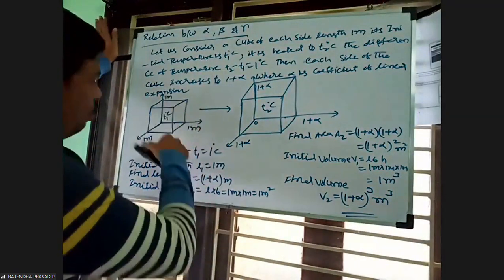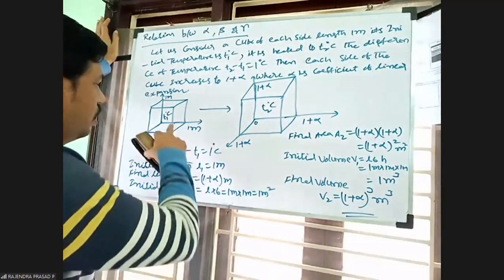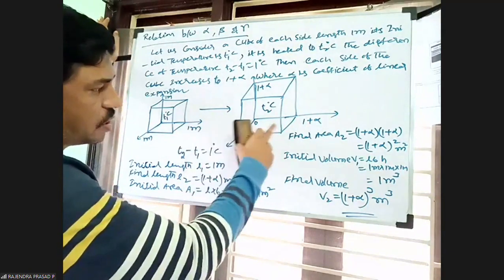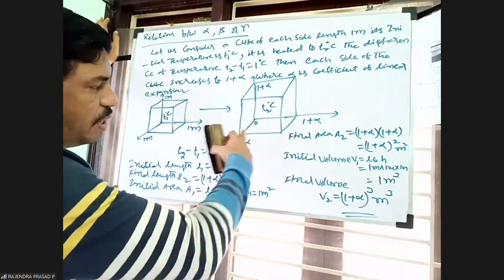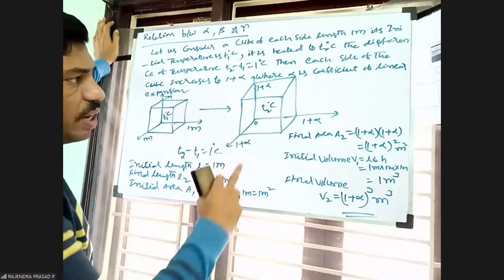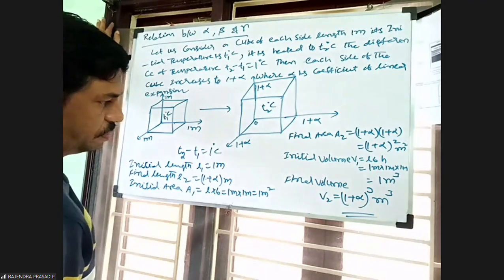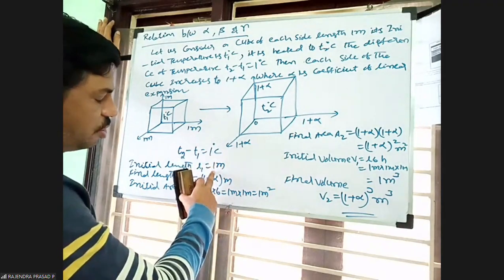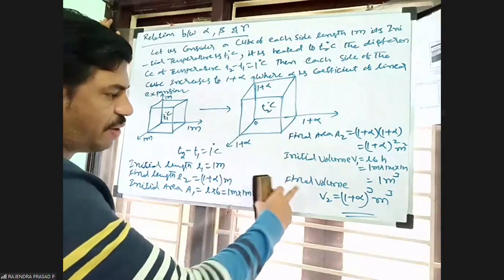Okay. So first one, a cube. A cube of each side of length is 1 meter. Initial temperature T1 degrees C. It is heated to T2 degrees C. Each side is increased as 1 plus alpha: length 1 plus alpha, height 1 plus alpha, breadth also 1 plus alpha. So alpha is the coefficient of linear expansion. So all sides have equal expansion. Initial length, final length, initial area, final area, initial volume, final volume.